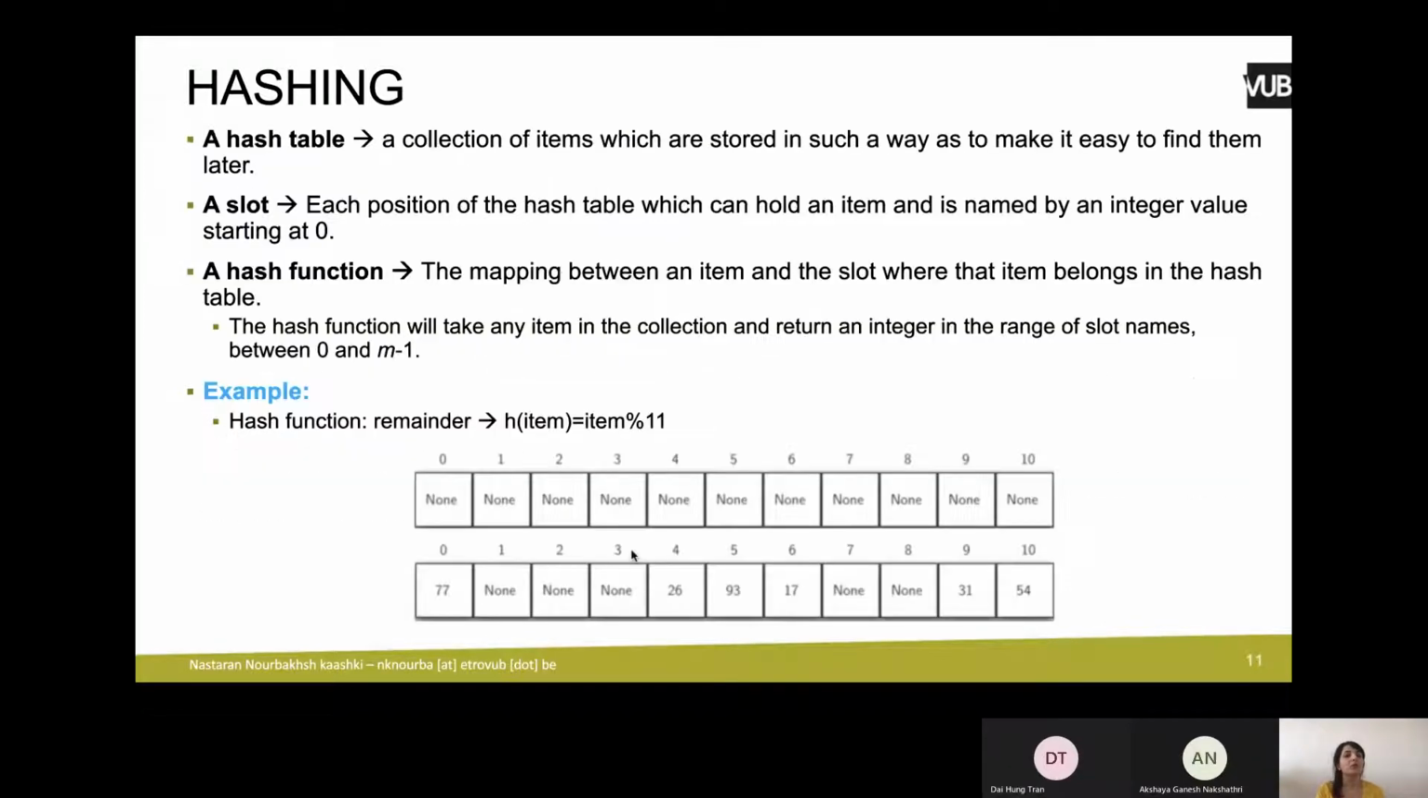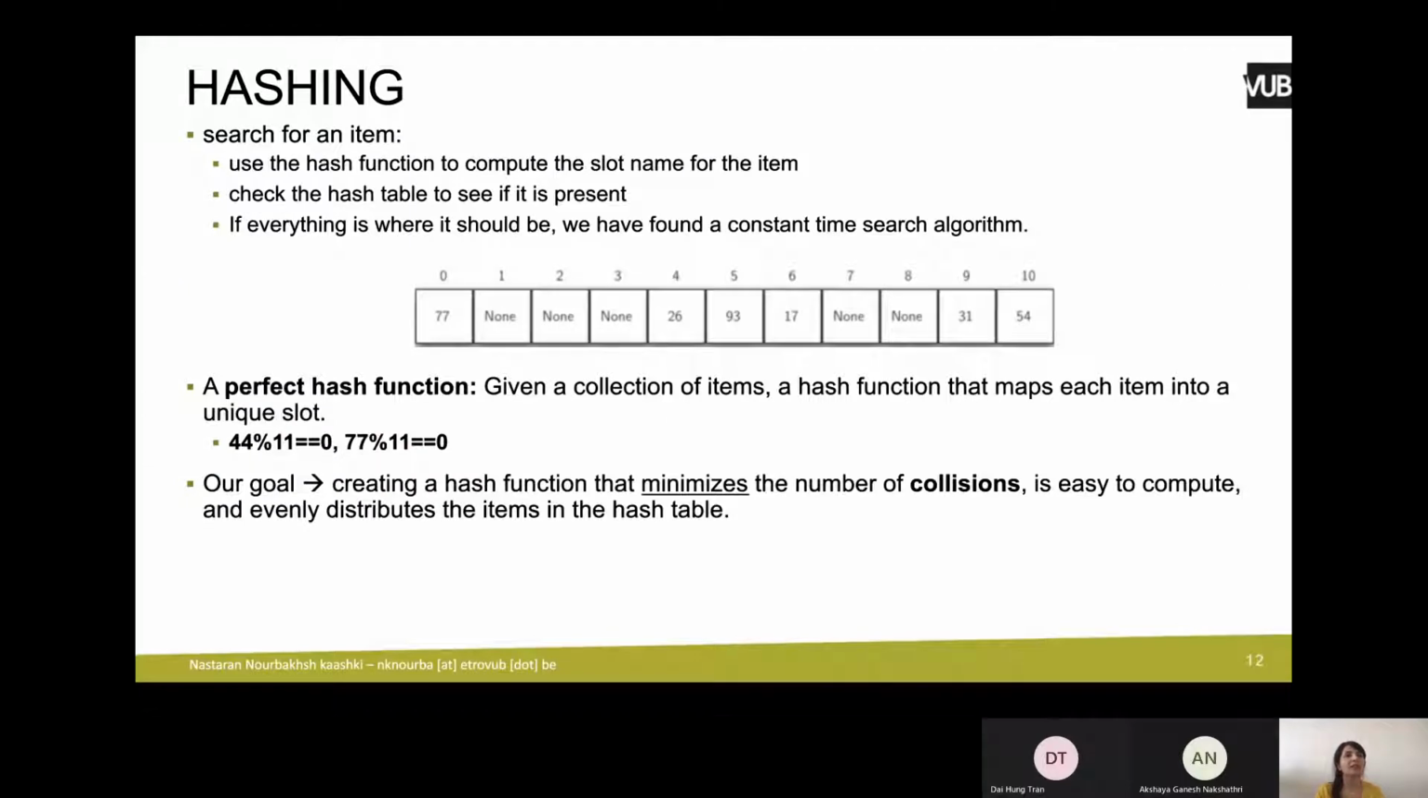This one was for storing the objects in our hash tables. What about the time that we are searching for an item? So now we stored the items in our hash table. Now we want to search for an item. We use the hash function to compute the slot name for that item. Then we check the hash table to see if it is present.